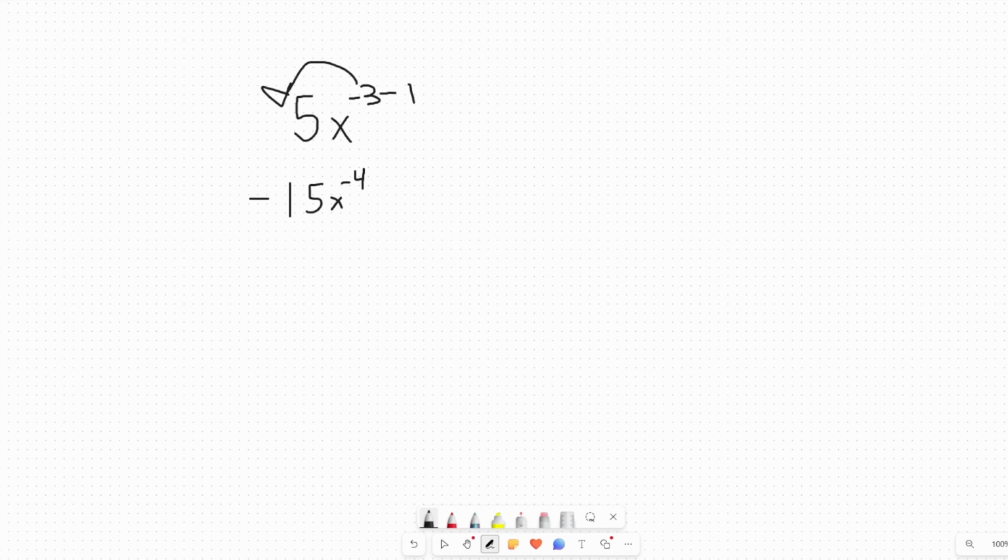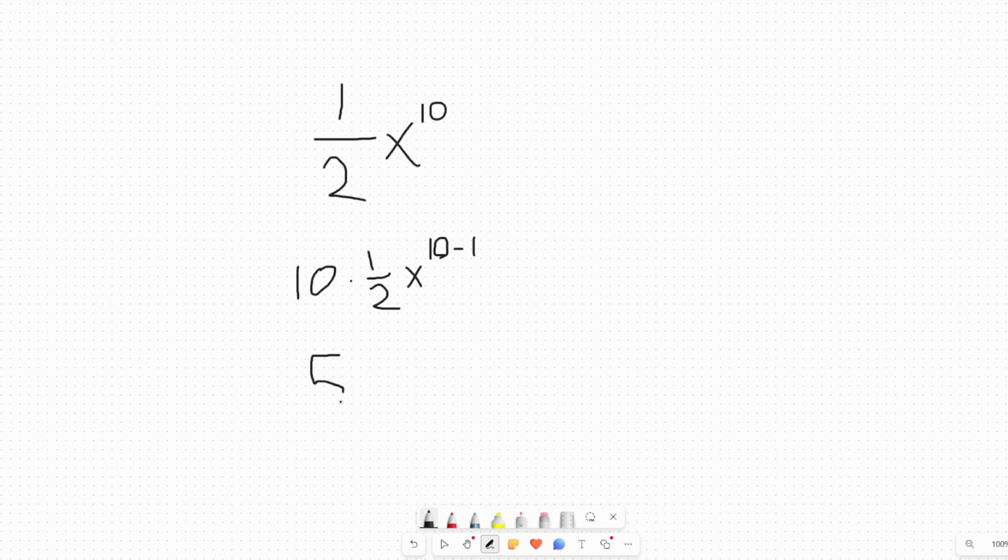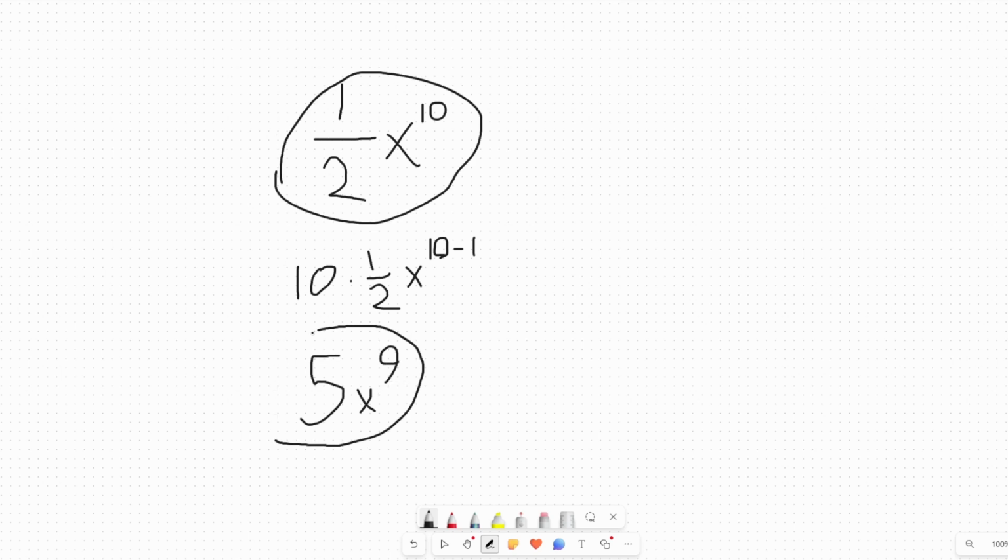And then now for the next question, we have 1 over 2 x to the 10. All right, so then it just becomes 10 times 1 over 2 x to the 10 minus 1. Okay, now 10 times a half would be 5. So 5x, and then 10 minus 1, 9. Okay, so the derivative of this one is 5x to the 9.